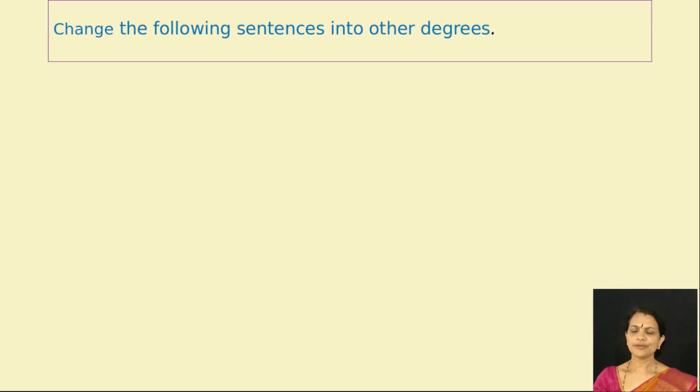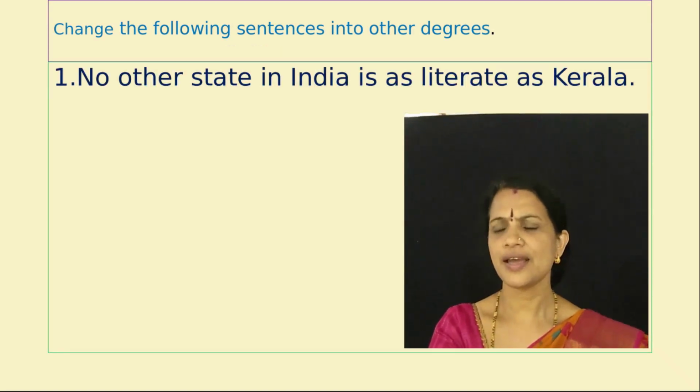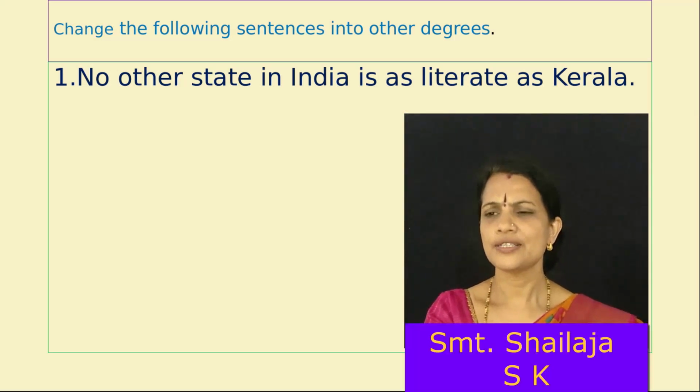Now change the following sentences into degrees. Now first let's see the statement. No other state in India is as literate as Kerala. First let's see the adjective. It is whether it is a single syllable word or more than two syllable word. Here we have literate, a two syllable word. So we have to use more and the most.